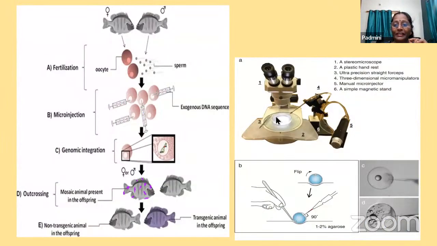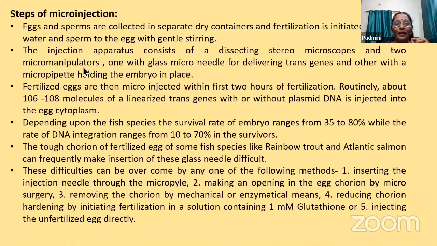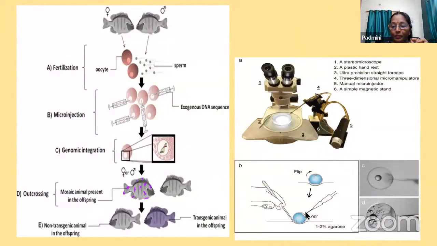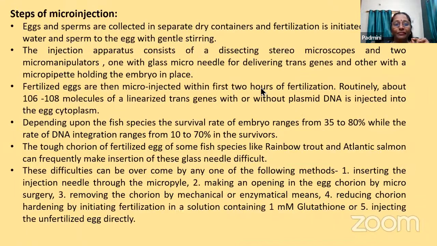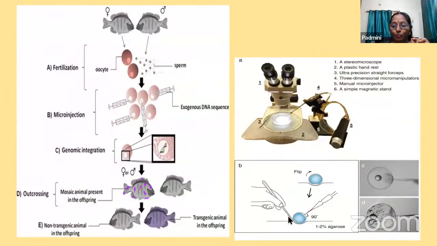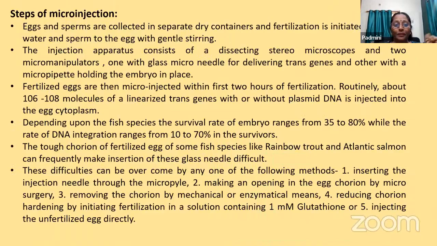So this is the dissecting stereo microscope that you will have, and two micromanipulators, one with a glass micro needle for delivering the transgene. So here is the micro needle to deliver the transgenes, and the other one is a micro pipette that is going to hold the embryo, the eggs, in place so that you can inject the transgene that you want to transfer.